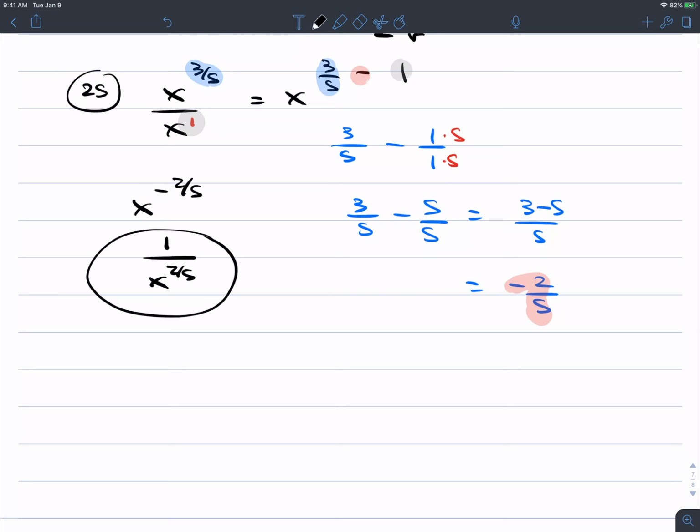But if they say write as a radical, well, you're going to have to write this as a radical, right? Notice this, 2/5 is not improper. So this will be 1 over the 5th root of x squared. And we're going to leave it this way. We don't have to rationalize the denominator here. I won't open up that can of worms. So you're done here with number 25.